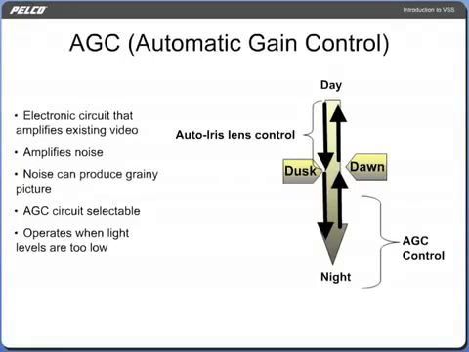The AGC feature is an electronic circuit that amplifies existing video to help a camera create an enhanced video signal at low light levels. This feature not only amplifies the video signal, but any noise that is associated with that signal. This amplification of noise can produce a grainy picture in low light conditions. Also, the AGC circuit is selectable and is usually shipped from the factory in the off position. Since AGC only operates when the light levels are too low for normal camera operation, it is highly recommended that the AGC setting be placed in the on position.